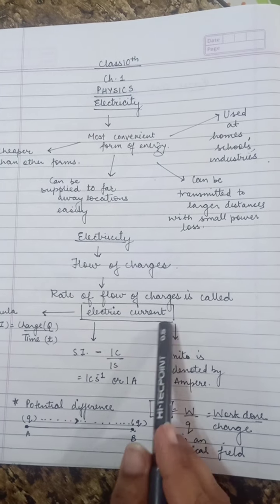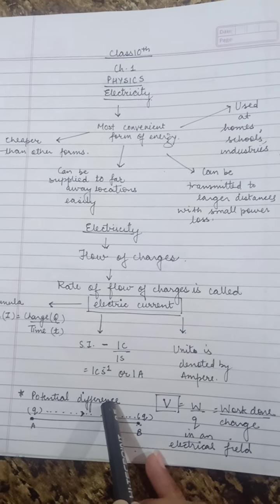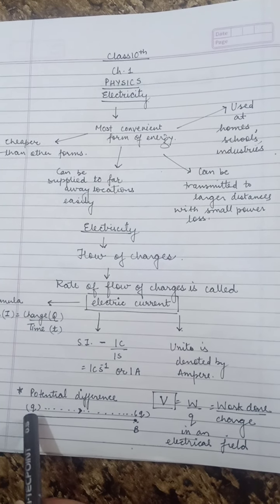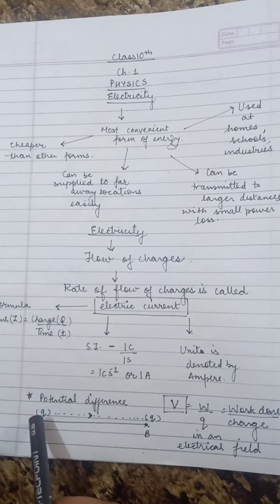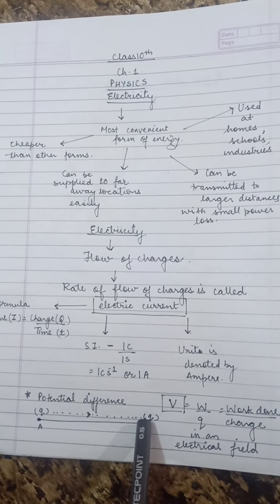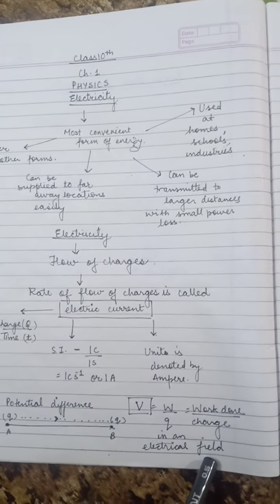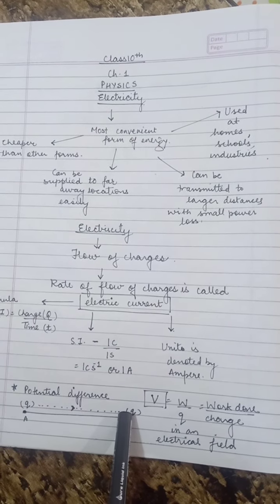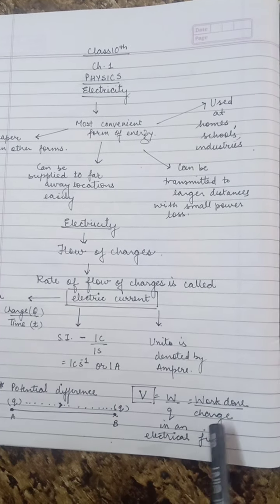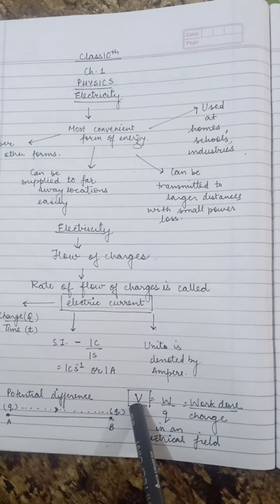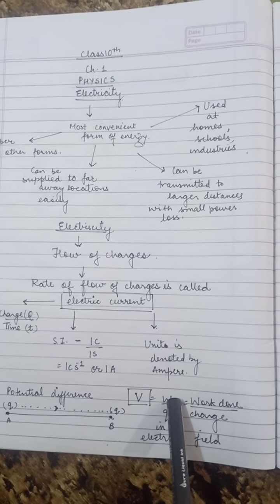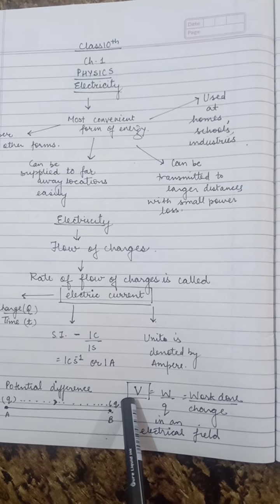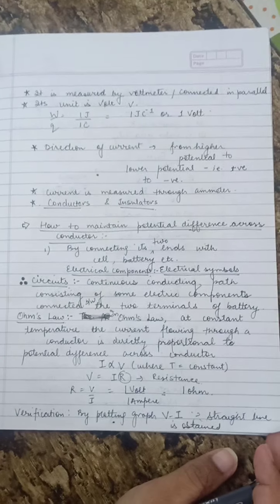Next topic after current is potential difference. Potential difference, it is simply the carrying of charge from one point to another point in an electric field. It is the work done in taking charge from one point to another point. Also it can be written as V is equals to W upon Q, work done upon the charge. V is the symbol for potential difference.